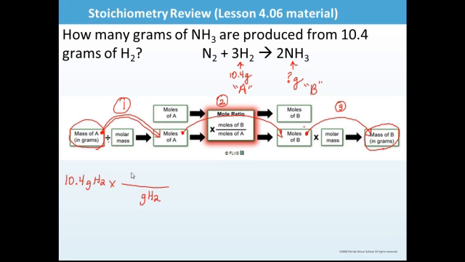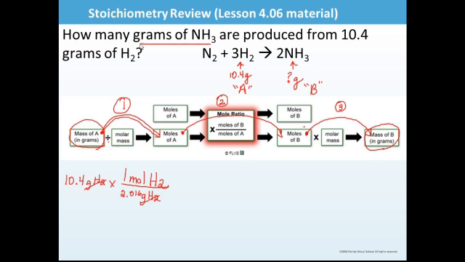Recall the definition of molar mass from lessons 2.04 and 3.09 and a little bit in 4.06 regular that we reviewed. The molar mass is the mass in grams of 1 mole of your substance. We go to the periodic table and we add 2 hydrogens together, which gives us roughly 2.016. My units of grams of hydrogen cancel. My unit that I'm left with is mole of hydrogen.